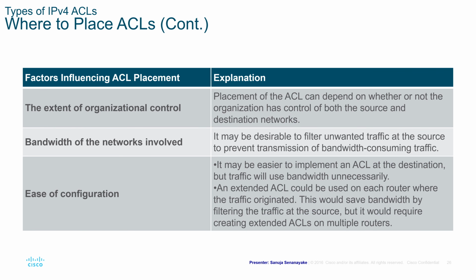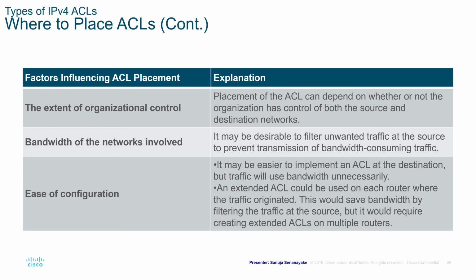Here are some factors influencing ACL placement, listed on the left-hand side, with the explanation on the right-hand side. First, the extent of organizational control. The placement of an ACL can depend on whether or not the organization has control of both the source and destination networks. Sometimes, let's say you have multiple campuses and each campus is controlled by a different organization. So the placement of the ACL depends on whether or not the organization has control of both the source and the destination.